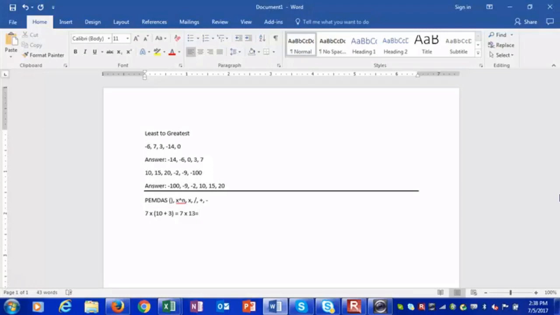Well, give me just 1 second. Let me find my mouse. 7 times 13 is 91.